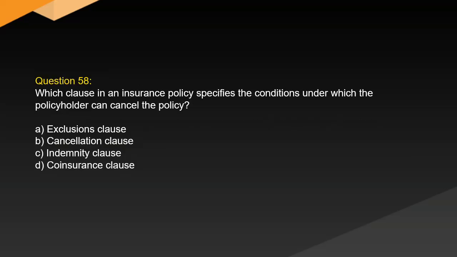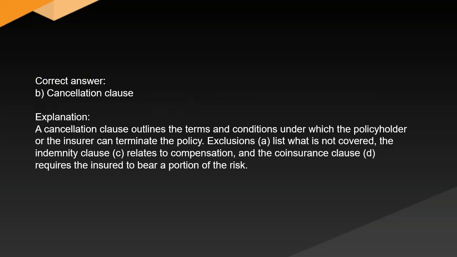Question 58. Which clause in an insurance policy specifies the conditions under which the policyholder can cancel the policy? A. Exclusions clause. B. Cancellation clause. C. Indemnity clause. D. Coinsurance clause. Correct answer. B. Cancellation clause.